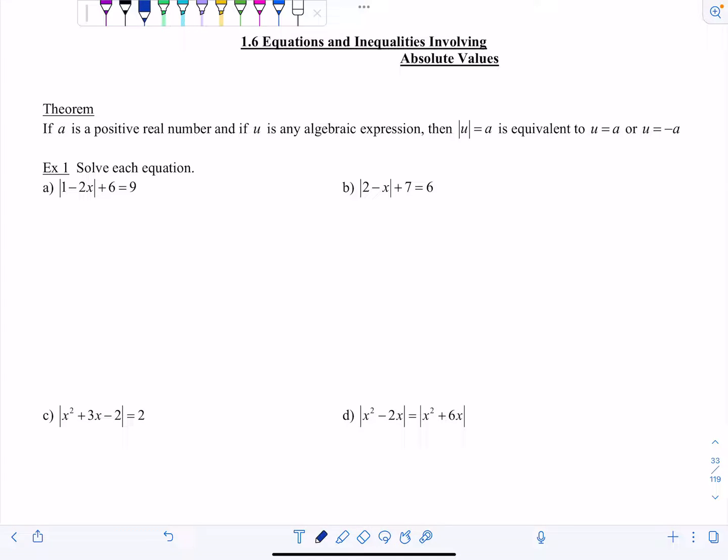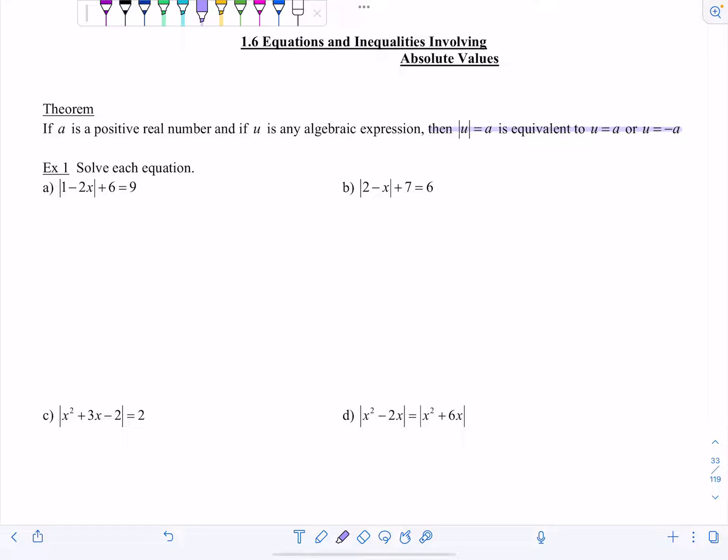In this video, we're going to look at solving equations and inequalities involving absolute value. So we have a theorem here that says that if A is a positive real number and U is any algebraic expression, then the equation absolute value of U equals A is equivalent to U equals A or U equals the opposite of A.